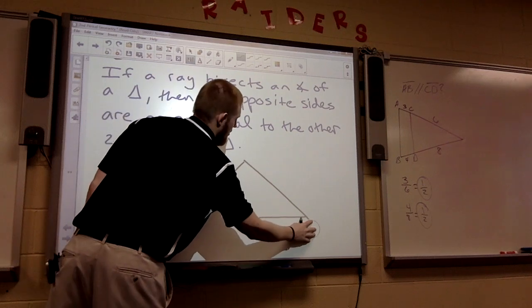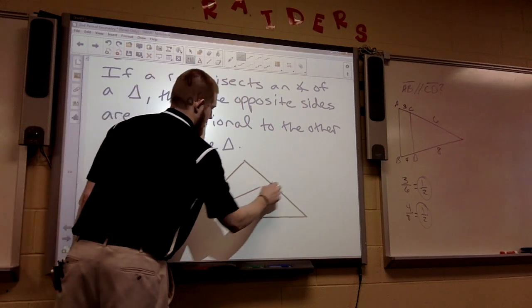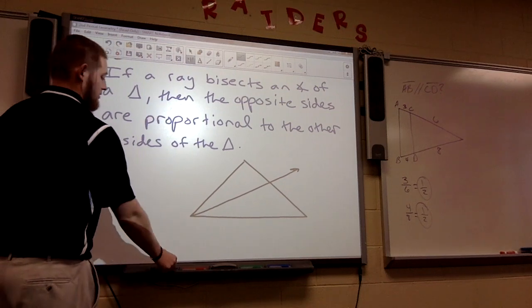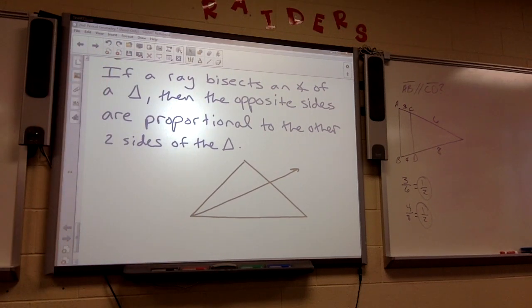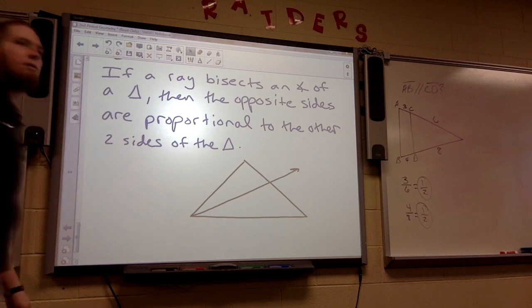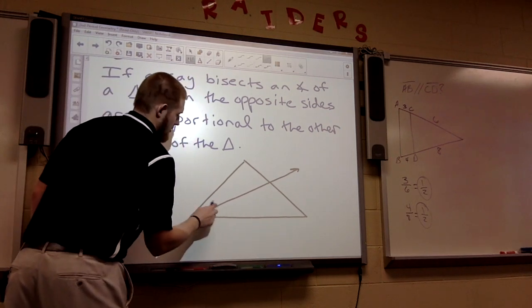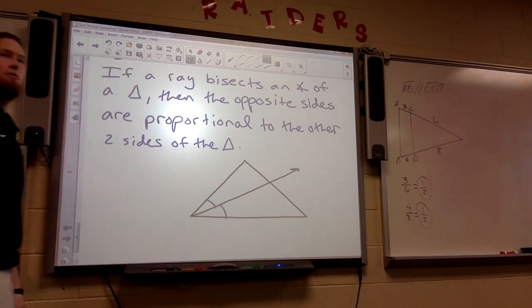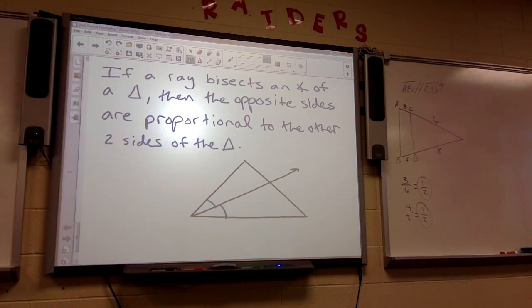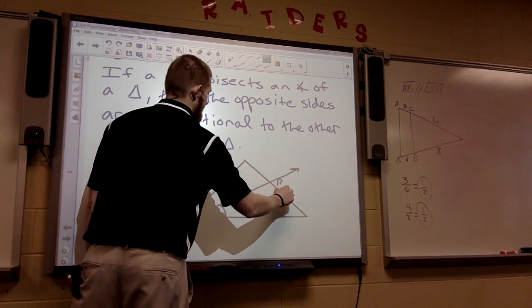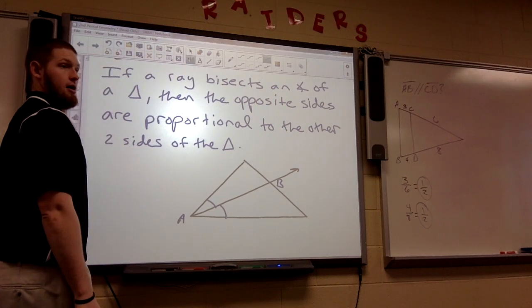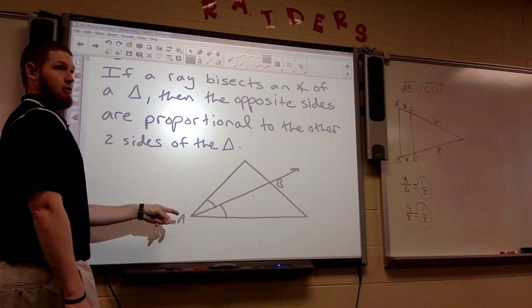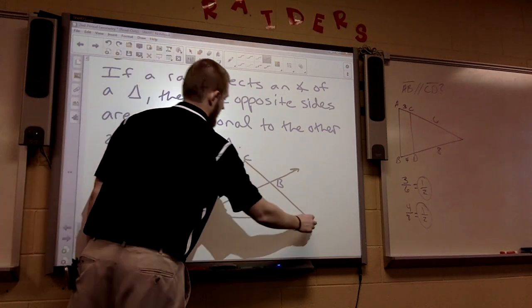How am I going to know if this ray bisects that angle? Allison? With congruent marks, with our tick marks, right? So it's going to be marked like that. Good. Now, it might also just tell you that AB is an angle bisector. If it says that, then we know it's an angle bisector.